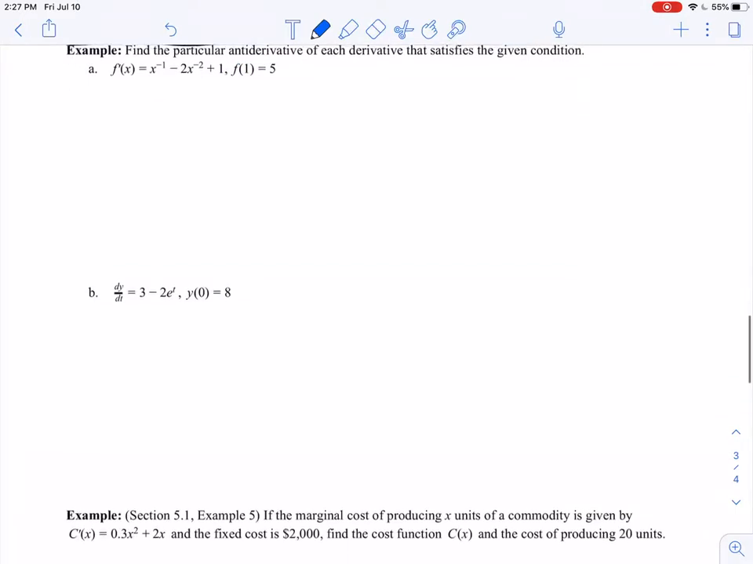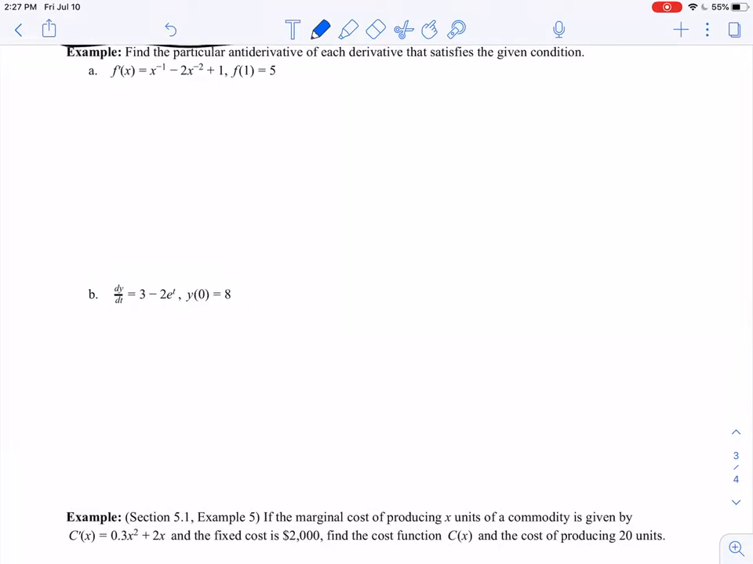So to start off, I have f prime of x equals x to the minus 1 minus 2x to the negative 2 plus 1, and I'm given the initial condition f of 1 is equal to 5. So I'm starting with the derivative, I'm trying to work my way backwards to f of x. So I need to start by taking the antiderivative, or taking the indefinite integral. So I would like to integrate x to the minus 1 minus 2x to the minus 2 plus 1. And this is nice. They even wrote it with negative exponents. I don't have to worry with that stuff.